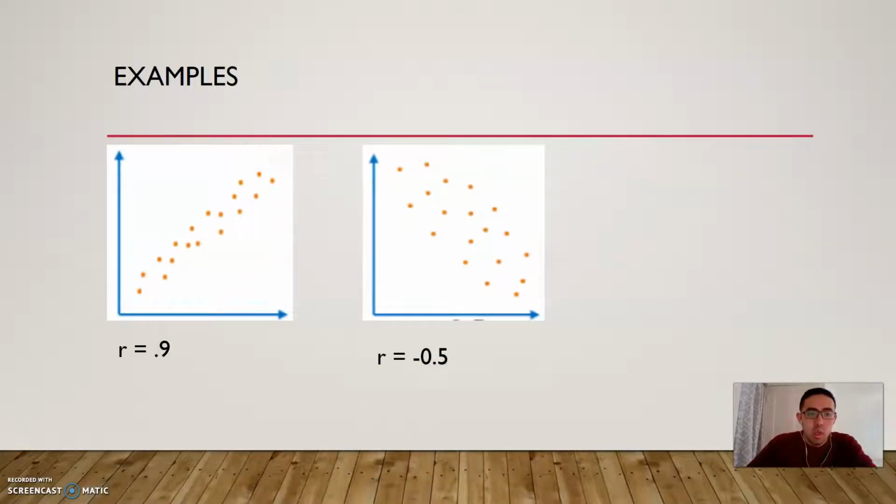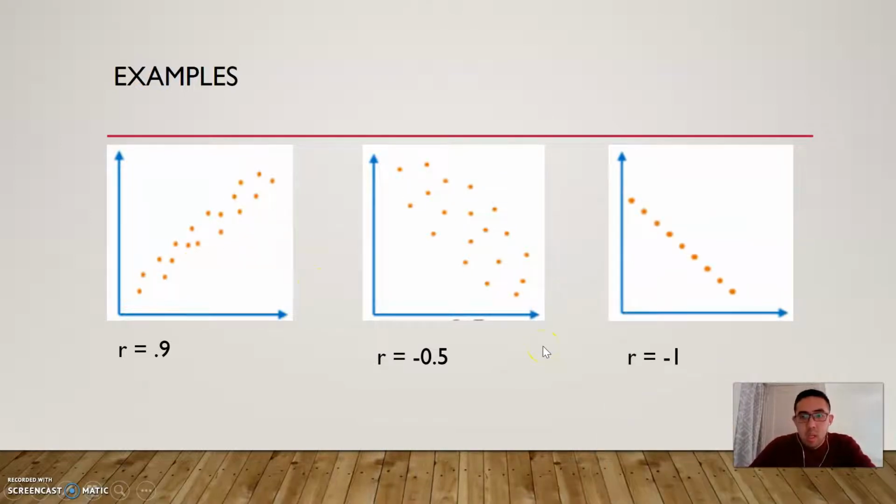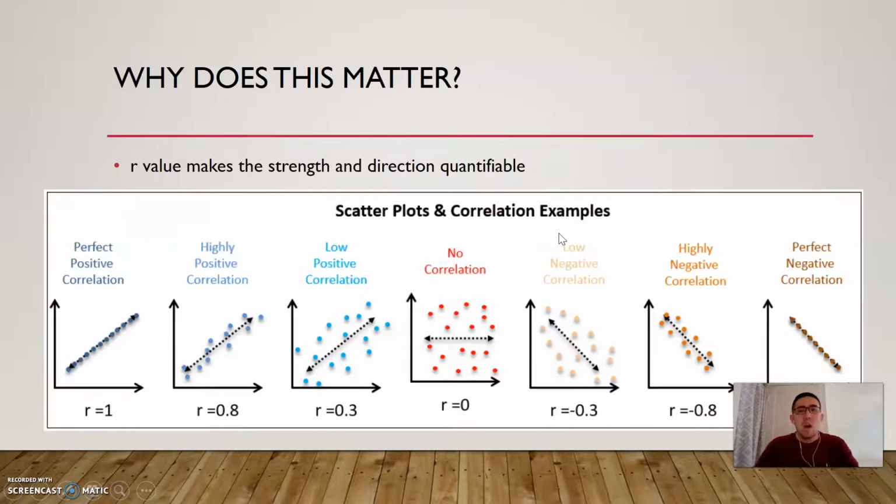Examples of what this would look like: this would be r is 0.9, this one would be r is -0.5, and this is r is -1, or in other words, we would call it a perfect correlation. This next slide is just more for you to look at, to be able to tell how you can tell if it's like 0.3, 0.8, 1, -0.3. This is just an example of what you can see, okay?